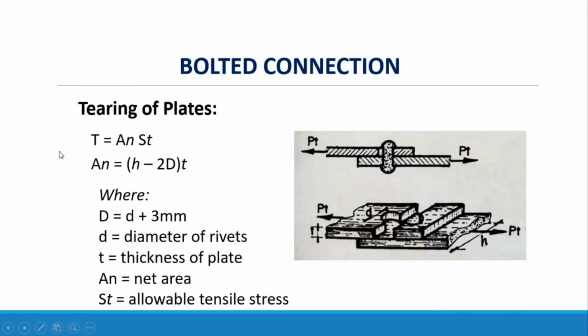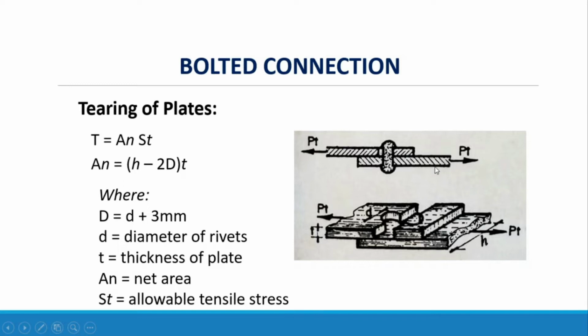Bearing of plates, and the formula is T, the tensile force, is equal to A sub n times S sub T, where A sub n is the net area, and it is equal to open parenthesis h minus twice of D, close parenthesis, times t, where D, the big D, is equal to the small d plus 3 millimeters, where the small d is equal to the diameter of rivets and t is equal to the thickness of plate, and A sub n is the net area, and S sub T is the allowable tensile stress.